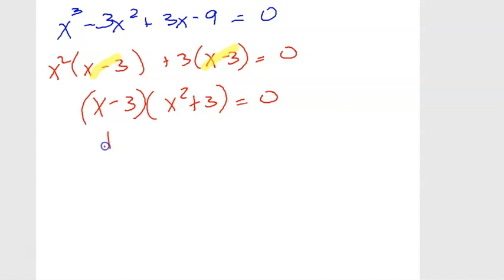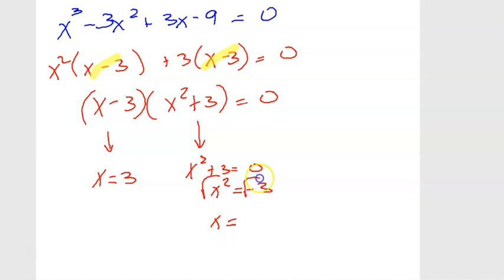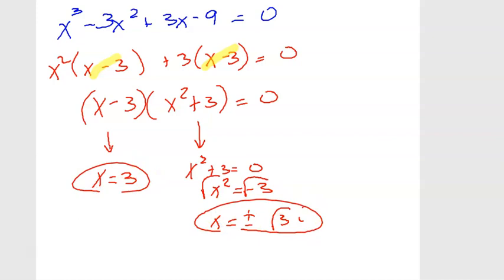Then you're going to set this equal to 0. And notice this one, when we set this one equal to 0, and then you take the square root of both sides, we're going to get plus or minus the square root of 3i. And again, you want to check your answers. So there's actually 3 answers here. And you can always check your answers.